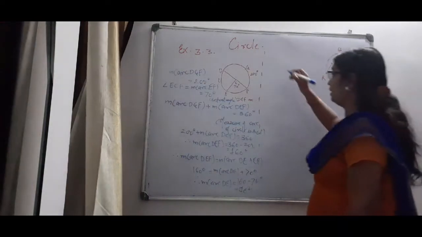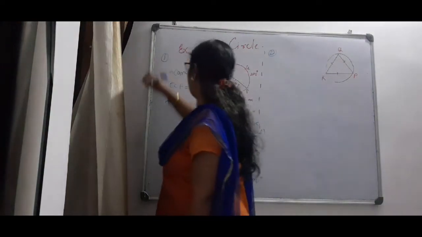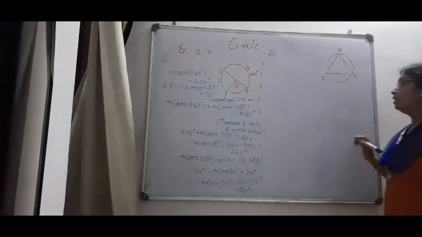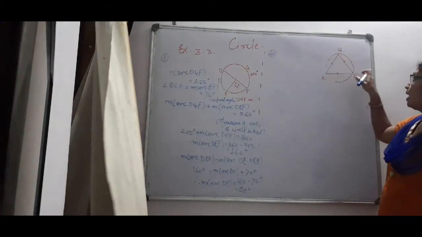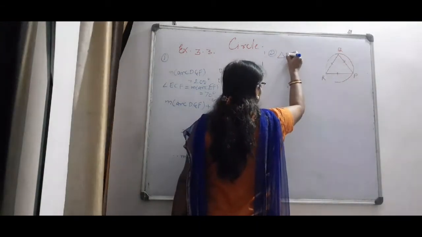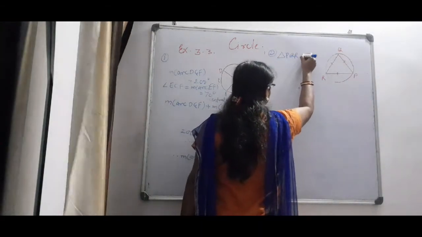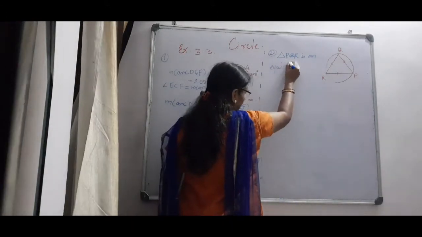Now see the second problem. It is our first problem of exercise 3.3 that we just solved. Now in the second problem what is given? Triangle PQR is an equilateral triangle.